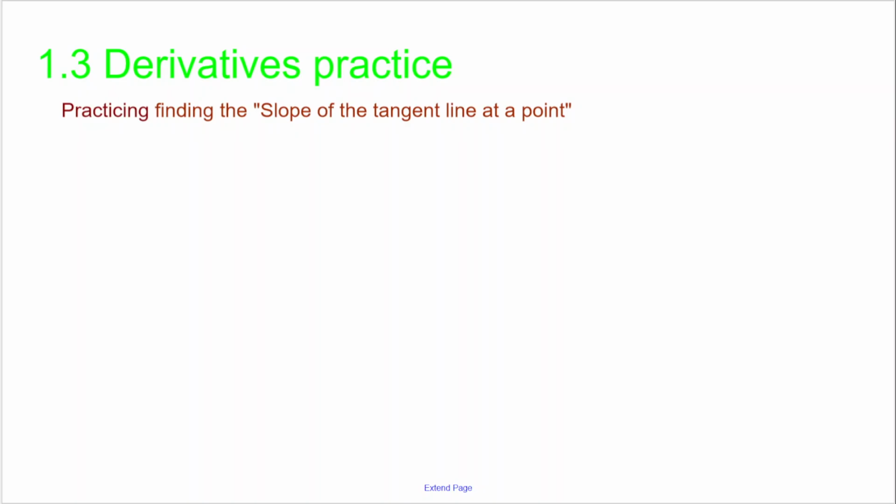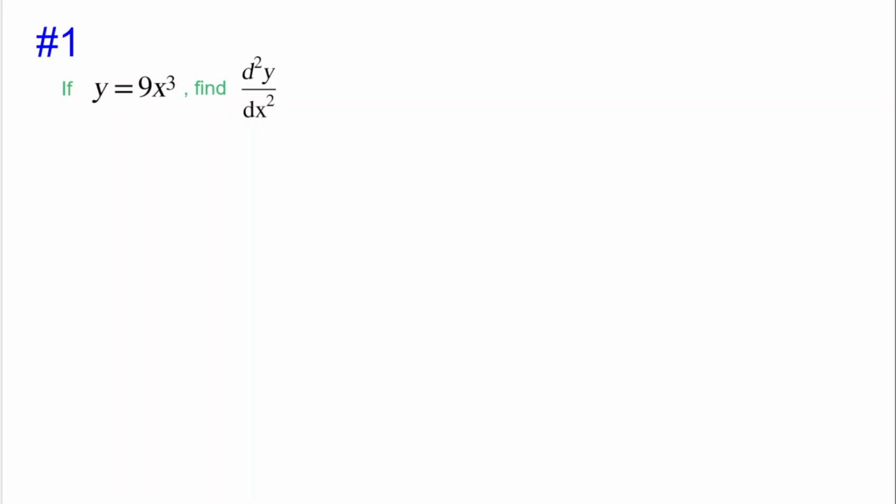All right, this is 1.3 derivatives practice. So we're just going to do some practice finding the slope of the tangent line at a point. Okay, anyway, let's go ahead and do the first example.